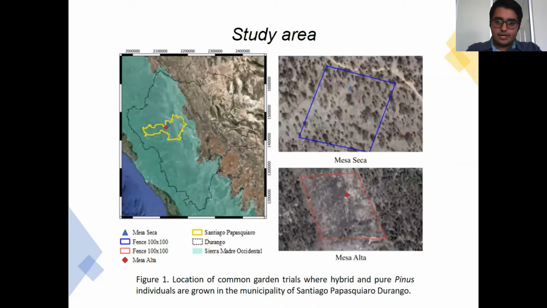For this study, we have two different trials in the Sierra Madre Occidental. We can see it on the map painted in green. Sierra Madre Occidental is an important forest area in Mexico that is located in the northwest of the country, and it crosses the state of Durango, where I live and where this study was made. And in yellow, we can see Santiago Papasquiaro, which is the city where the trials are made in two different places. One is called the Mesa Seca, and the other is the Mesa Alta.